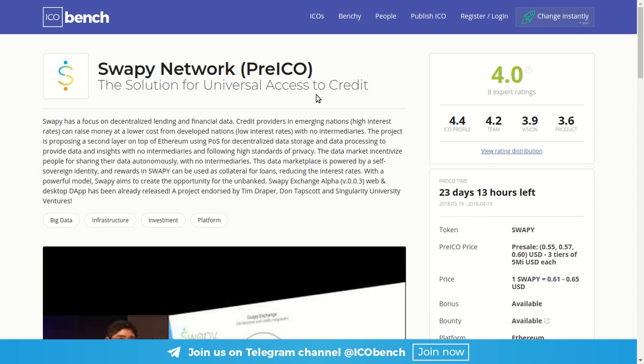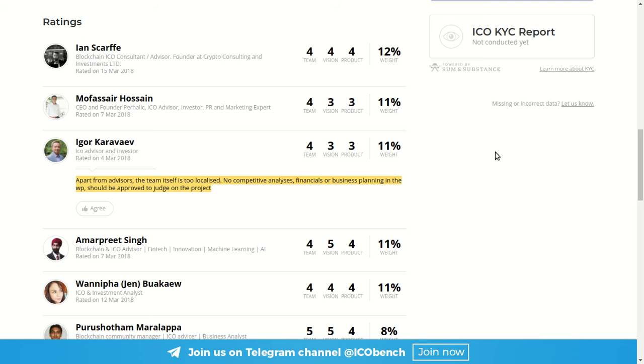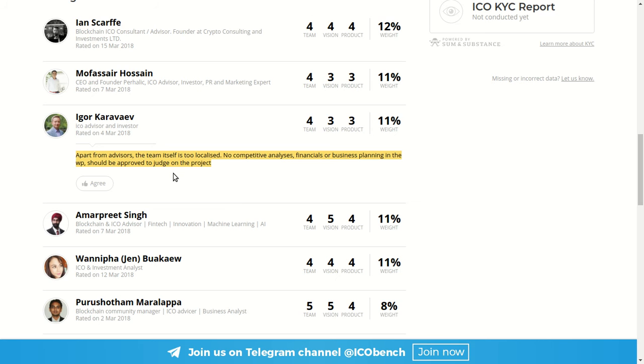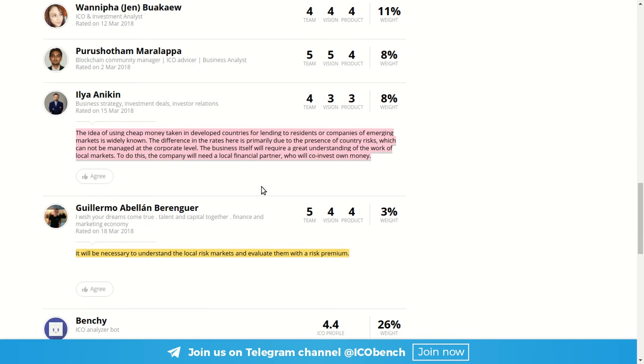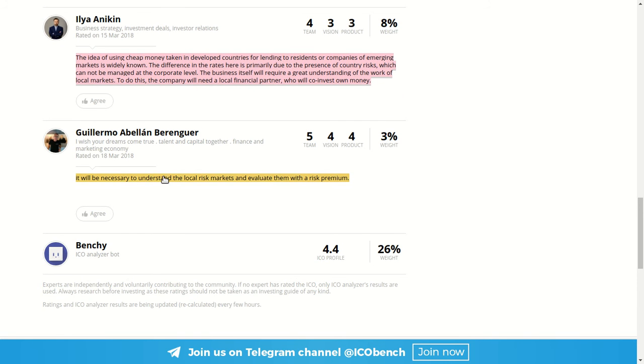Let's read some expert comments. Apart from advisors, the team itself is too localized. No competitive analysis, financials or business planning in the white paper should be approved to judge on the project. It will be necessary to understand the local risk markets and evaluate them with a risk premium.